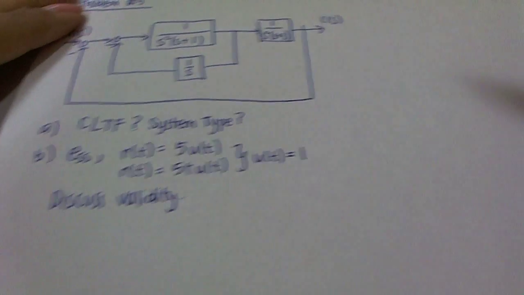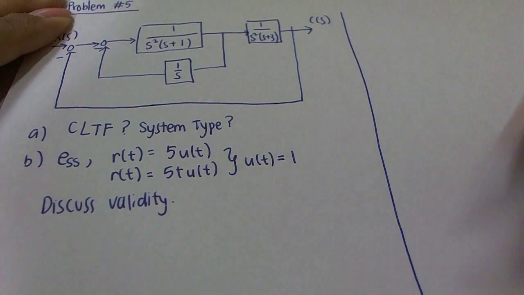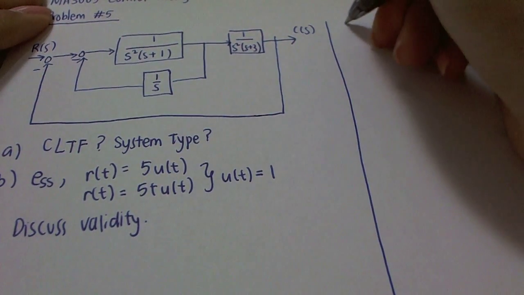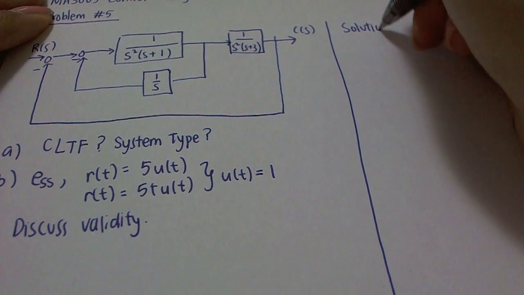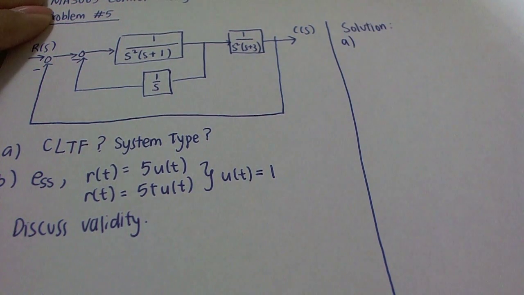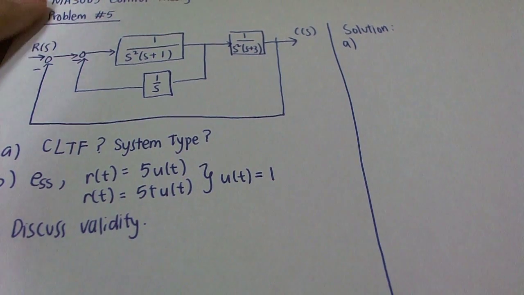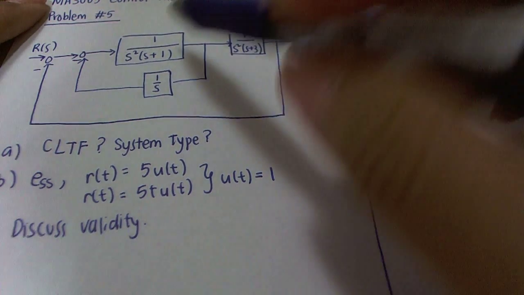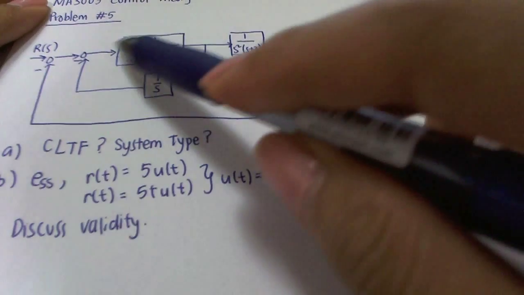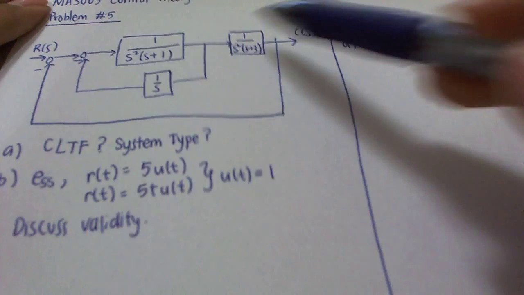And let us first solve the first part of the problem. So in the first part, we have to find the closed loop transfer function, and it's actually pretty straightforward and pretty easy. First, just simplify the inner loop and then simplify the outer loop.